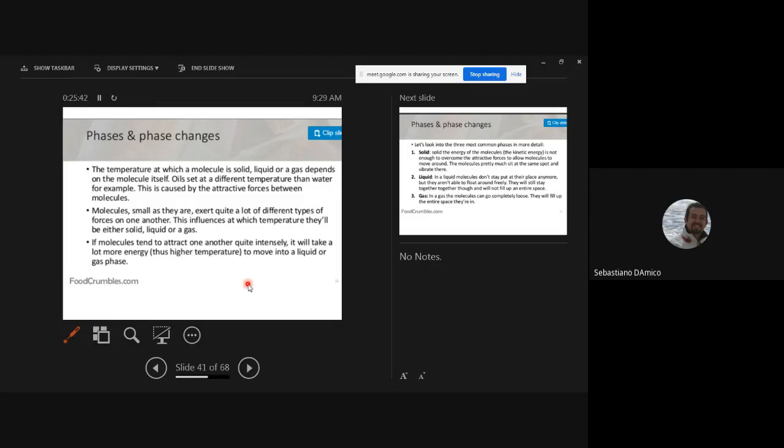Oil changes phase at a different temperature than water, and this is caused by the different attractive forces between molecules. In the previous lectures, we saw that molecules can be combined through several kinds of bonding and different ways of interaction. This is obviously not the same for every material. We made some examples. Therefore, even in liquid or solid form, we need different temperatures for something to happen.